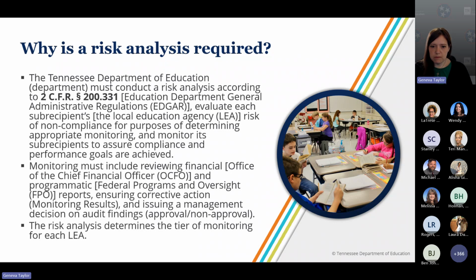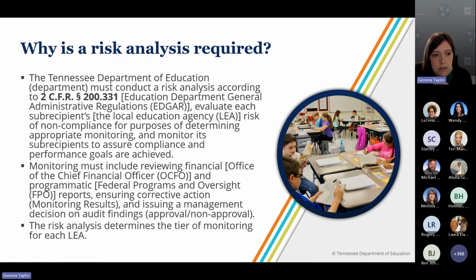This is one of my favorite topics to discuss, because all of us have the ability to control some of what is in the risk analysis, and some of it we just don't have control over. But if you're ever wondering, well, why on earth, Geneva and Michael, do you conduct a risk analysis? Why aren't we just monitored on a cycle? Well, the answer to that can be found in our good friend Purple Edgar under 2 CFR 200.331. It says that we must evaluate each subrecipient's risk of noncompliance for the purposes of determining appropriate monitoring.